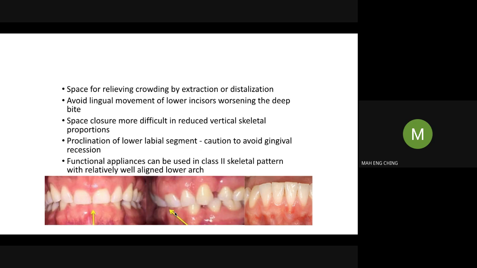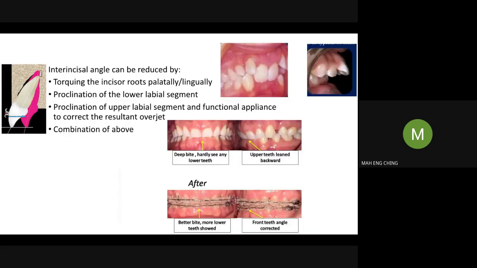Functional appliance can be used in a Class 2 skeletal pattern with a relatively well-aligned lower arch. So if it's Class 2 Division 2, you want to do functional, but they don't have this overjet. So first thing, like I said before, you need to convert this to Class 2 Division 1 first. Class 2 Division 2, you convert to Class 2 Division 1. Once they have this increased overjet, then you can do a functional appliance to bring it back.